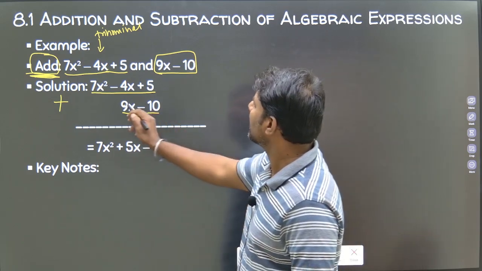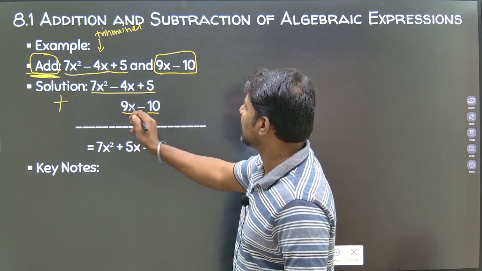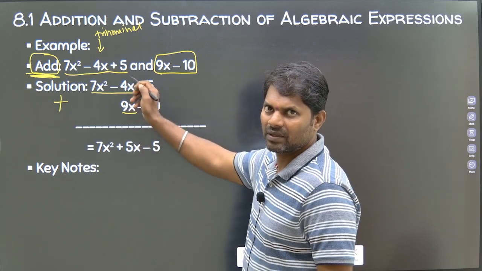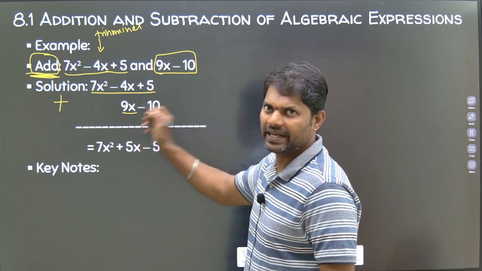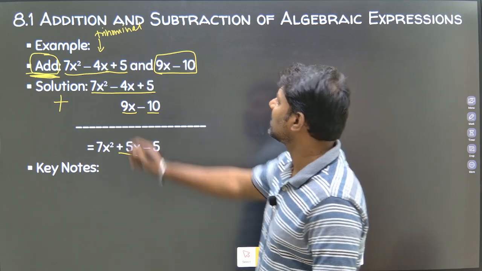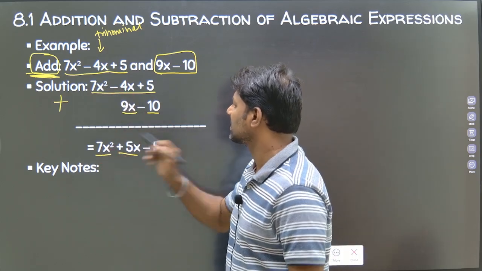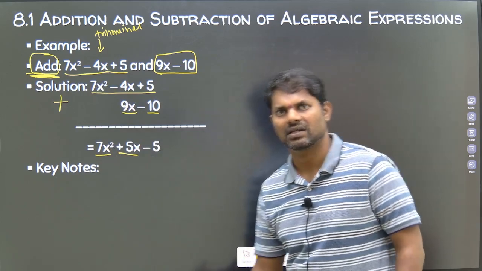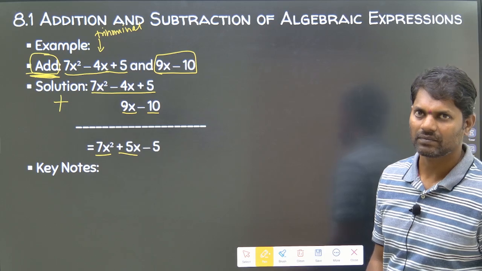Next, plus 9x minus 4x. In this case we subtract 4x from 9x. So 5x remains, plus 5x remains, and this 7x square as it is. So this is the answer. Okay.